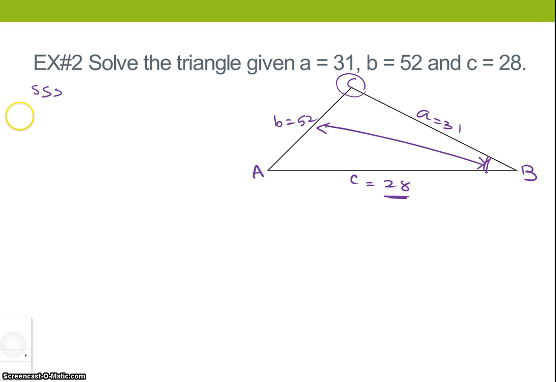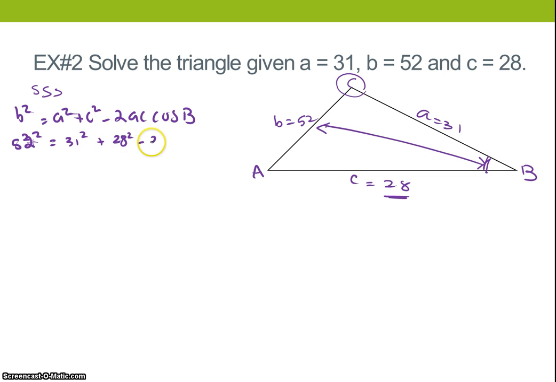So since I want to find angle B first, I'm going to use the middle law of cosines that says that b squared is a squared plus c squared minus 2ac cosine of B. So I can plug in my a, b, and c and then find my angle B. So b is 52, so 52 squared is a squared, 31 squared, plus c squared, 28 squared, minus 2 times a, 31, times c, 28, cosine of angle B. So I'm just going to plug all this into my calculator and solve.